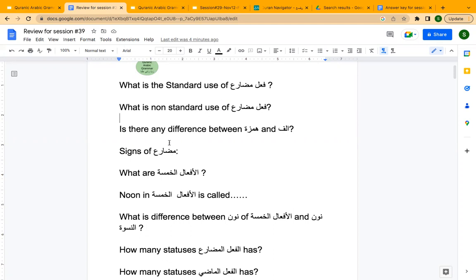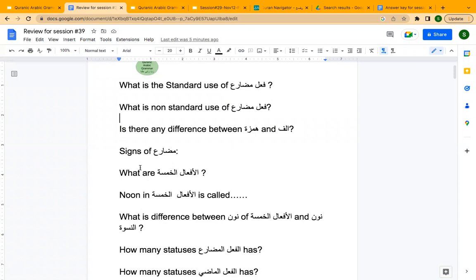And your sign of mudari is always a sign of mudari. Where do we see the sign of mudari? In the beginning or at the end? Where do you think we see our sign of mudari? Where should we look for the sign of mudari? Yes, we should look for the sign of mudari at the beginning of the word. So keep that in mind. It is very, very important. And alif can never, ever be at the beginning of the word. Okay? Keep that in mind, inshallah.